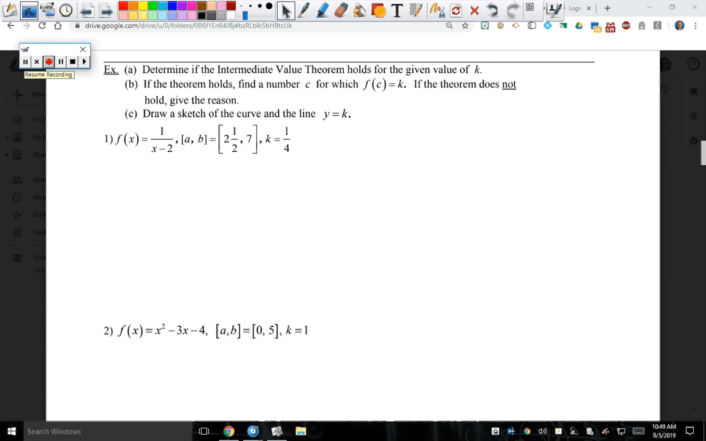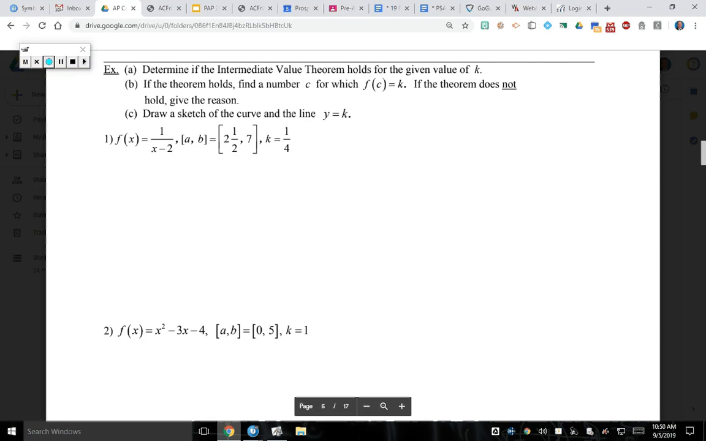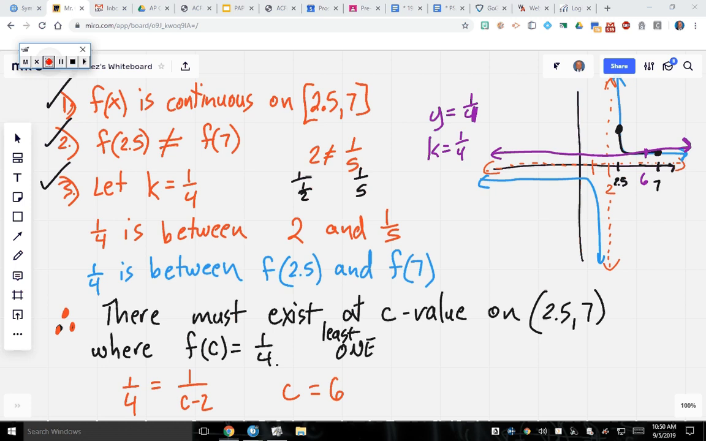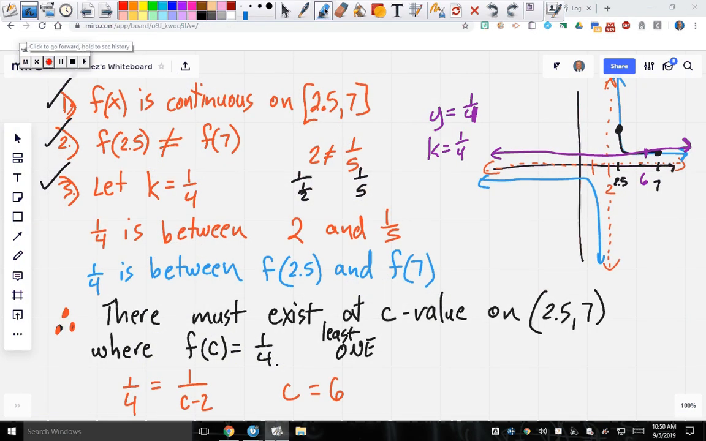So back to the recording. The first example problem that we have is 1 over x minus 2. We're trying to determine if the theorem holds. If it doesn't, we give a reason, and we're going to draw it as far as a graph, all the pieces that you see. So we're doing number 1. Here's the solution. This is the solution right here.